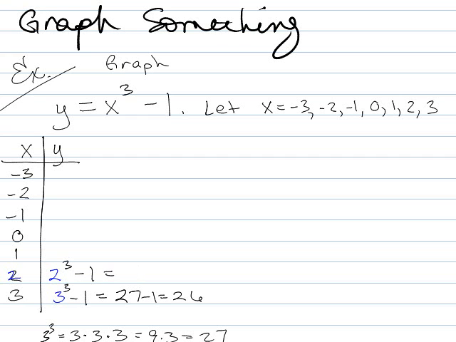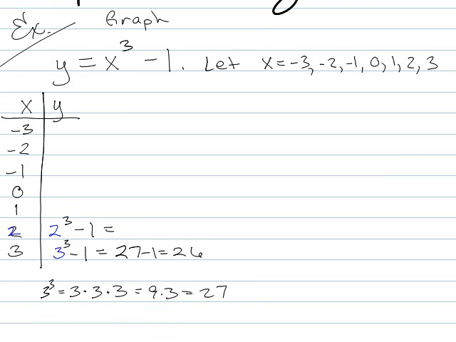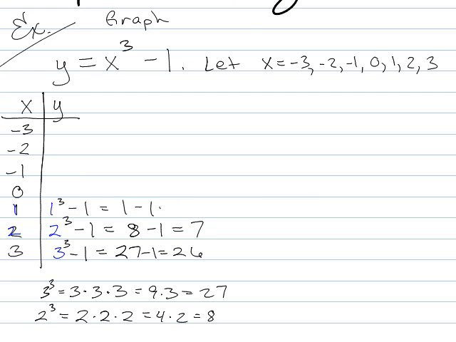I'll go ahead and write it out because I am a fabulous awesomeness person. 2 cubed, multiply 2 by itself 3 times. Okay, 8 minus 1. Alright, then we have 1. So 1 cubed. Now 1 times itself any amount of times is just 1. 1 minus 1 is 0. Then 0 cubed minus 1.